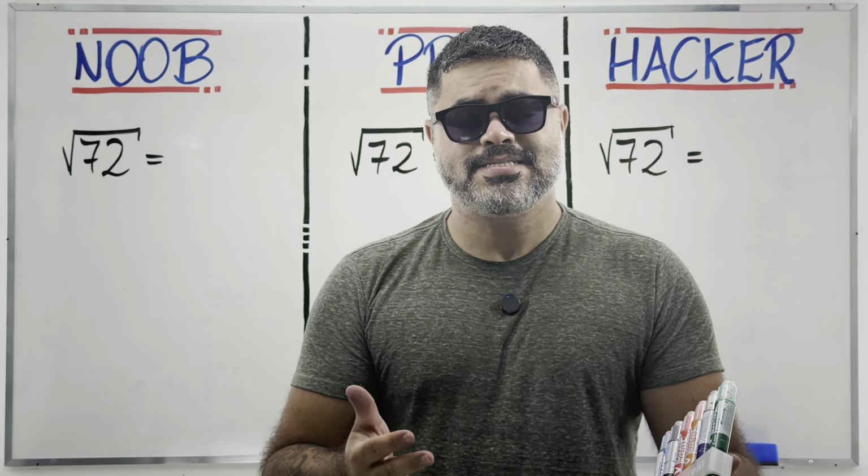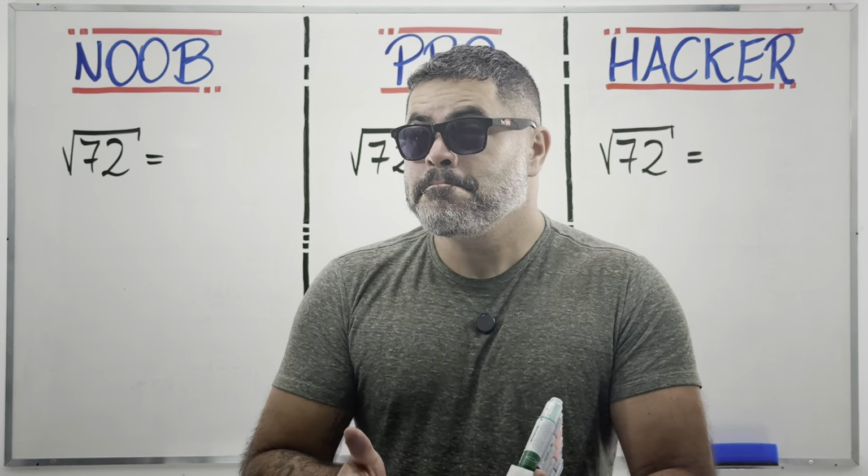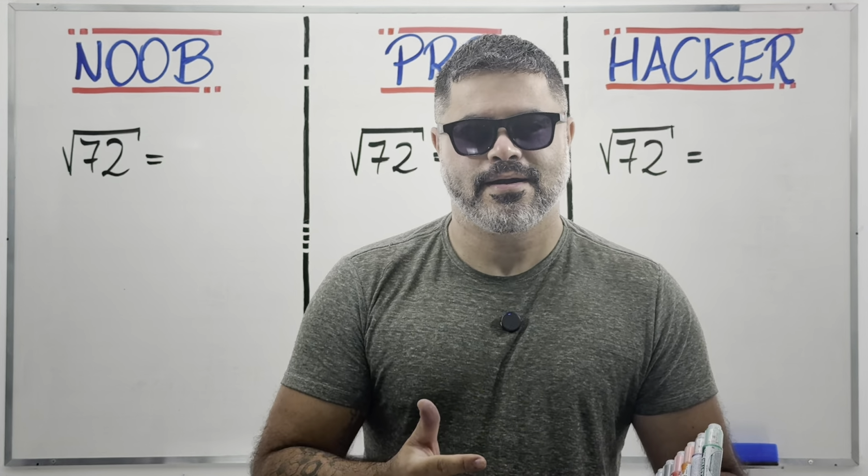How would you find the square root of an imperfect square, like 72? The square root of 72. I will calculate this in a noob way, in a pro way, and in a hacker way.